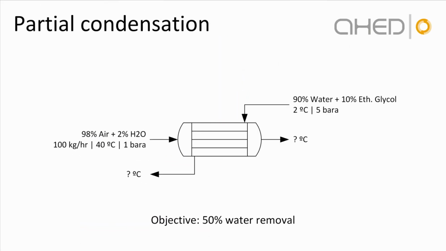In our final example we will study partial condensation. Let's assume we have air at 40 degrees and ambient pressure, loaded with 2% of water. Assuming all this is in the gas phase. To what temperature should we cool the air, to condense 50% of its water content? Having water with 10% ethylene glycol as a coolant, available at 2 degrees, how should we set the outlet temperature of the coolant, in order to achieve the 50% water removal? Both questions we can answer by applying the AHED Mixing Assistant.